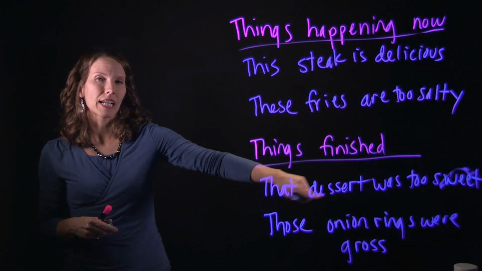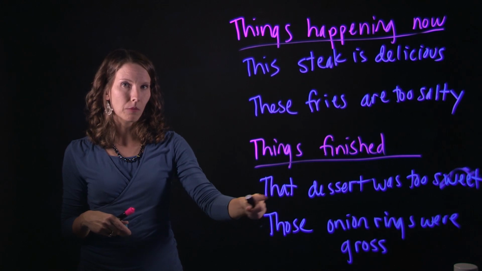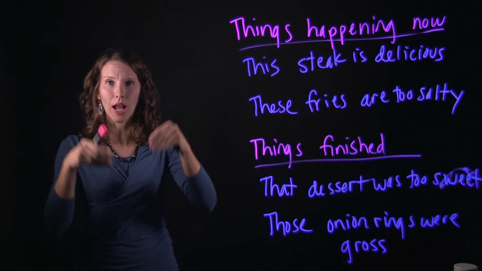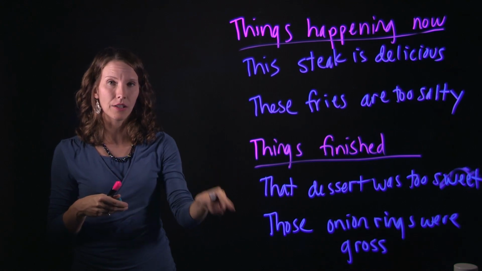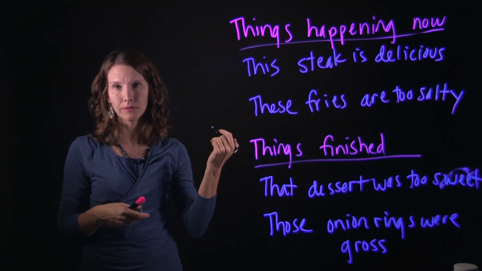So if I already ate onion rings in the past, I already finished eating them, that's when I would use those. So this and these refer to things that are happening right now. That and those refer to things that already finished, that happened in the past.